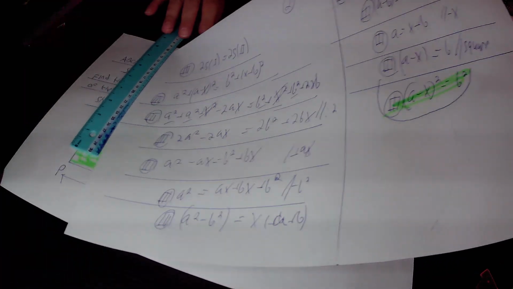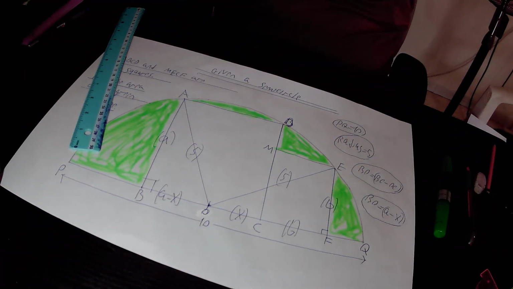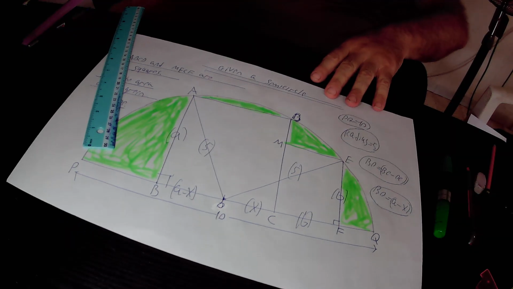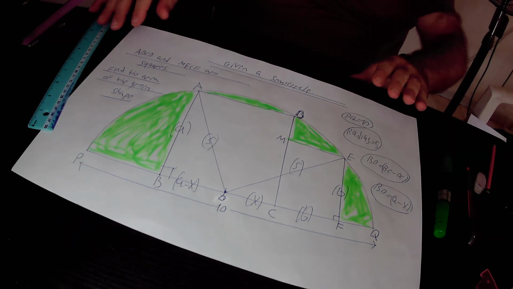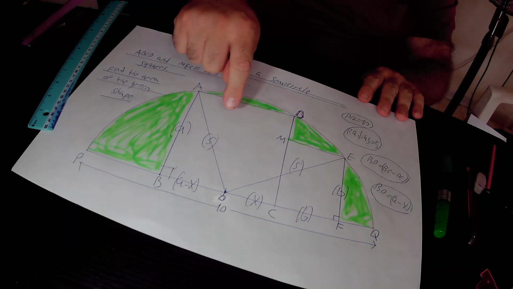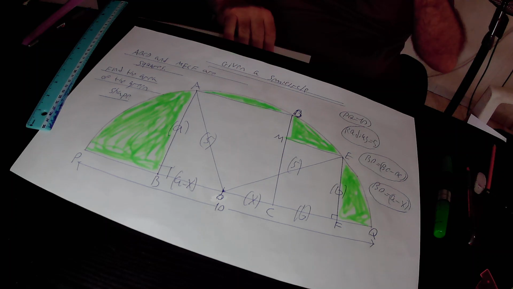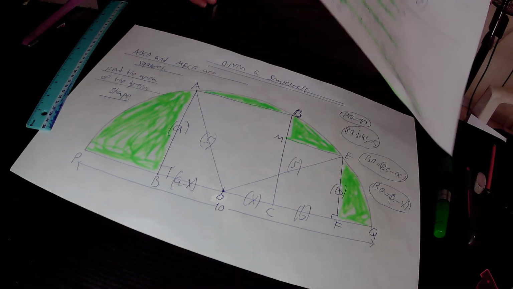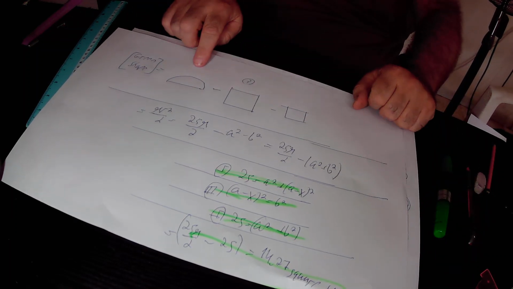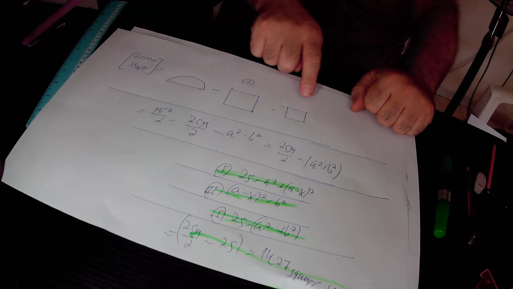Our task is to find out the area of this green shape. So what is the area of the green shape? From the drawing it is very easy to see that the area of the green shape equals the area of the big semicircle minus the area of the big square ABCD minus the area of the small square MEFC. Repeat again, the area of the green shape equals the area of the semicircle minus the area of the big square minus the area of the small square.